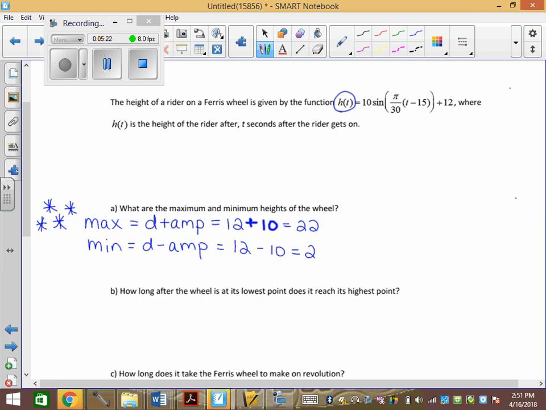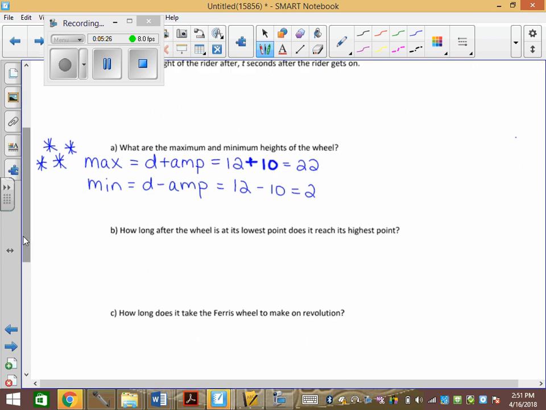How long after the wheel is at its lowest point does it reach its highest point? We'll deal with that one in a second. We're going to go to C first. How long does it take for the Ferris wheel to make one revolution? What is one revolution? What's that a fancy word for?